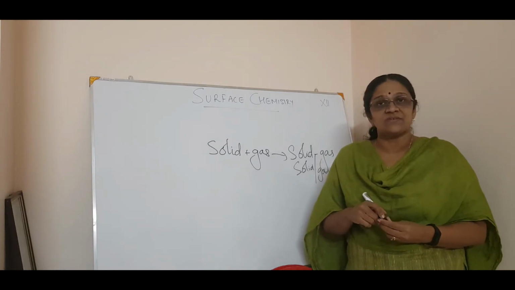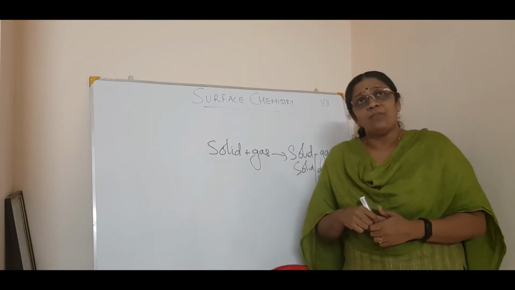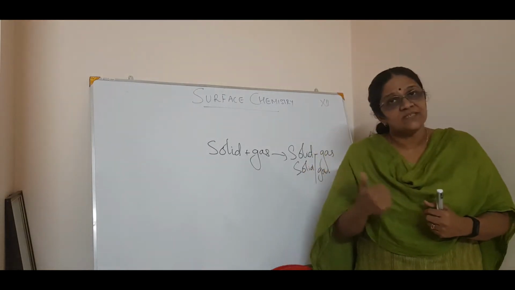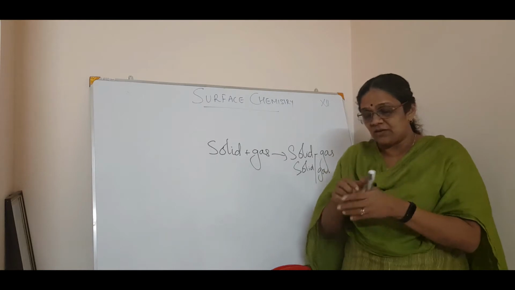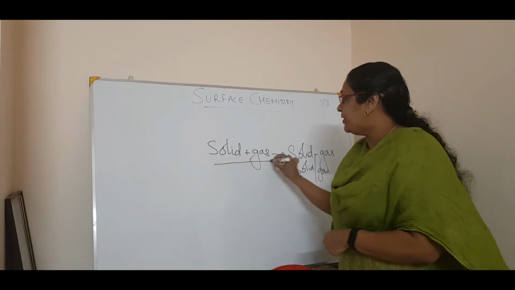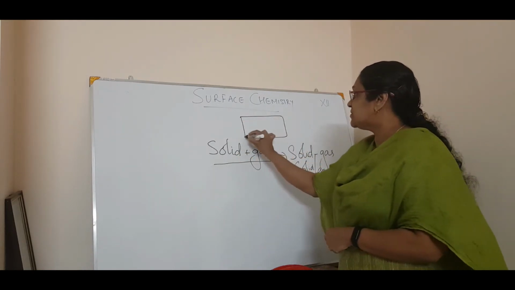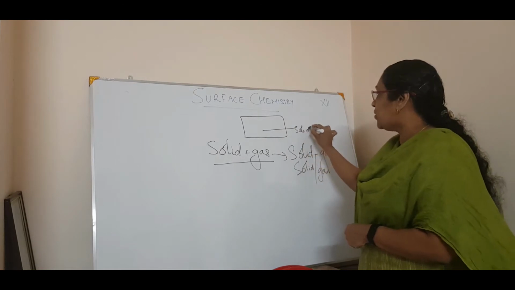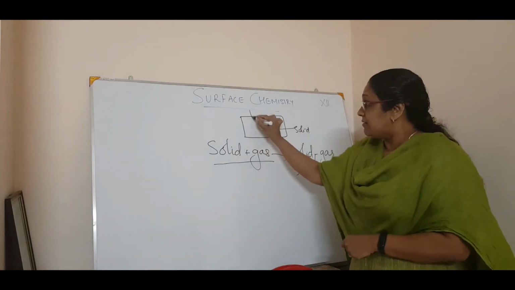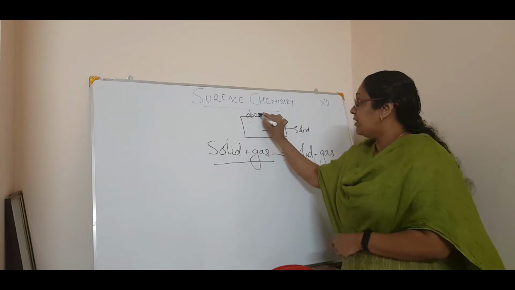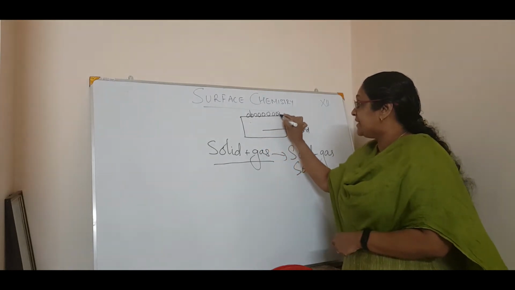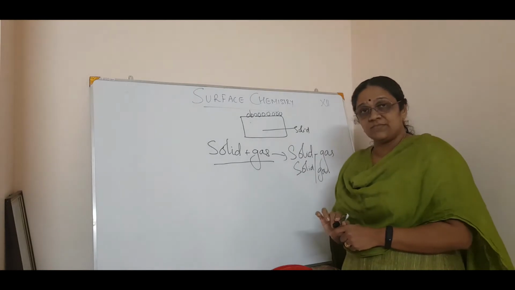So that is surface chemistry. Now, while dealing more with surface chemistry, the reaction is happening on the surface. For example, if we have a solid surface, here the molecules are getting onto the surface of the metal, isn't it? Surface of the metal.